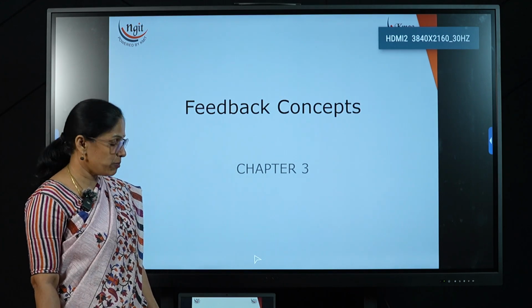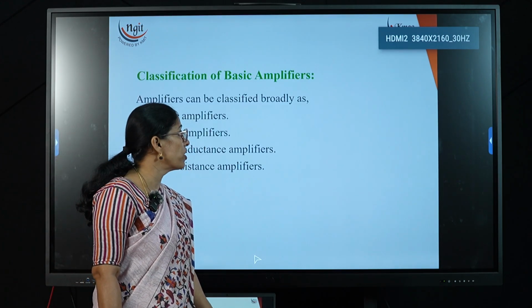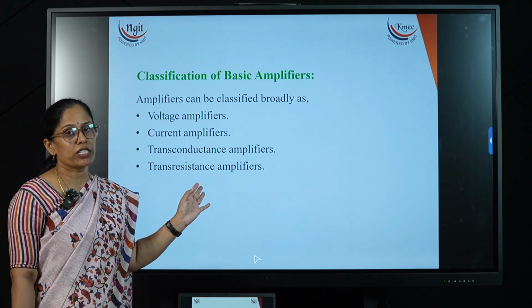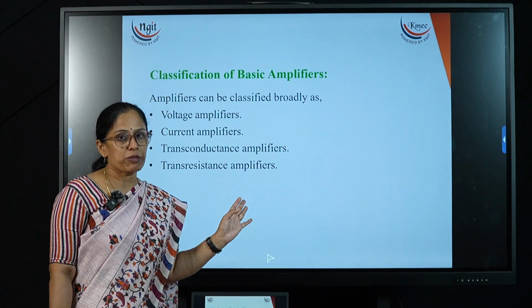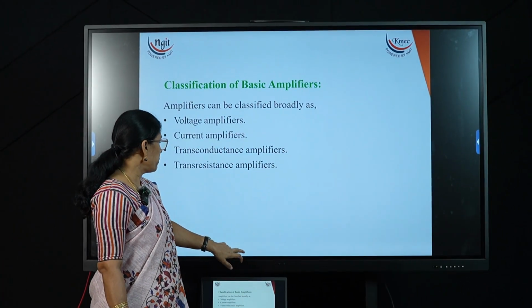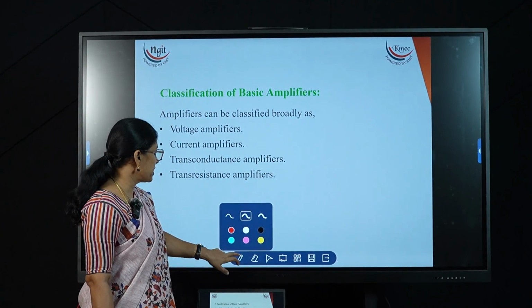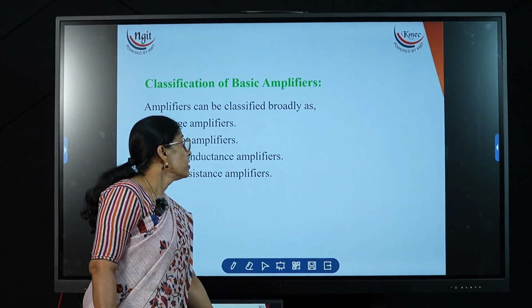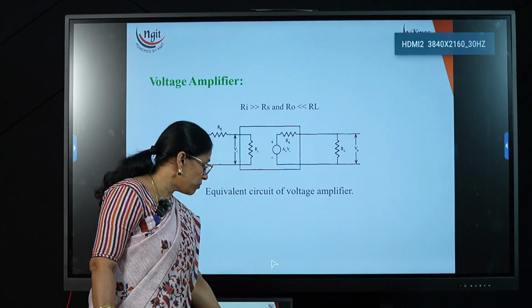Now in the feedback concepts, before going to discuss feedback, let us discuss the different types of amplifiers. Here a total of 4 different types of amplifiers are there: voltage amplifier, current amplifier, transconductance amplifier and transresistance amplifier. These are the 4 types of amplifiers. So we will see the equivalent diagrams for these amplifiers.